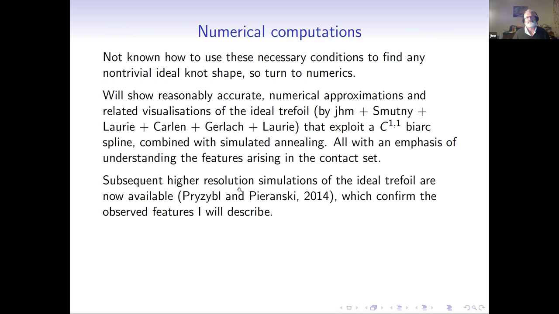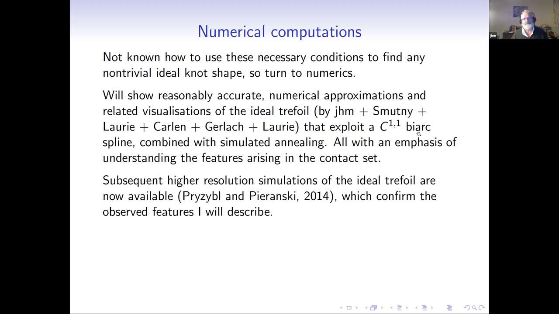Okay, so now I'm going to show you reasonably accurate numerical approximations and related visualizations that are sort of by me. Actually, I forgot to put in Oscar Gonzalez. By me, Oscar Gonzalez, a student, Jana Smutny, and two other students, Matthias Carlin and Henrik Gerlach. Oh, look at that. Ben Laurie got in twice and Oscar didn't get in once. Oops, never mind. But then they exploit a C1,1 biarc spline combined with simulated annealing.